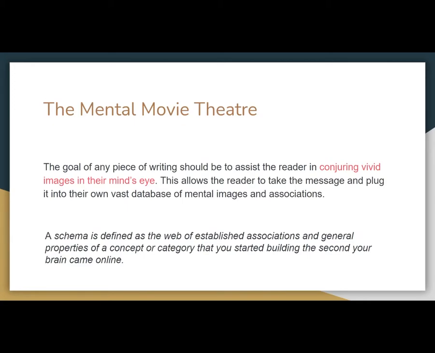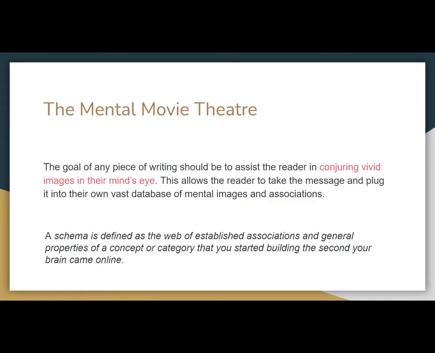All right. Another way that helps is something called the mental movie theater. Again, we're talking about visual language. The goal of any piece of writing or theater, or speech as well, should be to assist the reader in conjuring vivid images, as in thinking of what's going on in your head. So you read something, and then you can picture it in your mind.